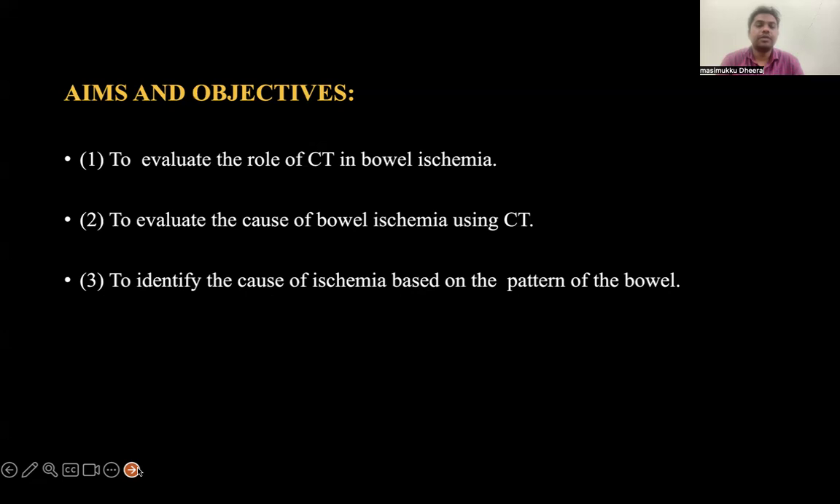Aims and objectives: to evaluate the role of CT in bowel ischemia, to evaluate the cause of bowel ischemia using CT, to identify the cause of ischemia based on the pattern of the bowel.